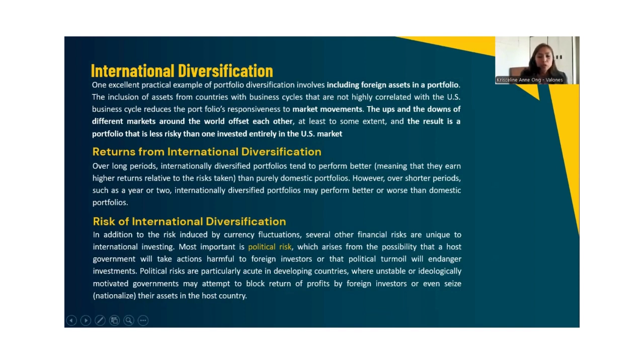In this, the most important risk is political risk, because of the possibility that the host government will take actions harmful to foreign investors, or that political turmoil will endanger the investment. Political risks are particularly present in developing countries. They can be stable or unstable depending on the government, which can attempt to block the return of profits by foreign investors or even seize their assets in the host country.